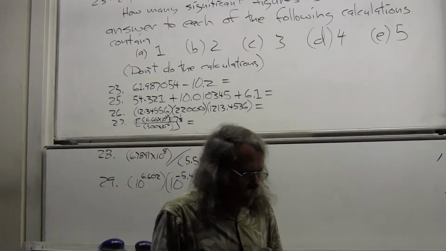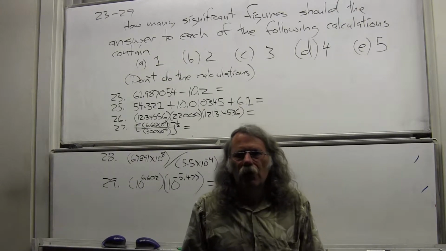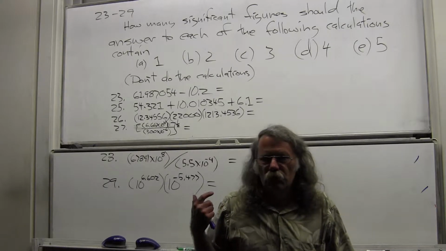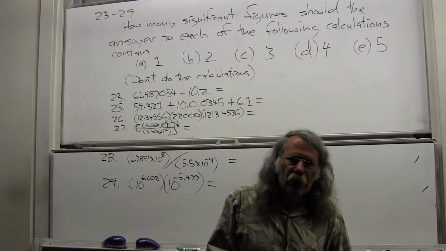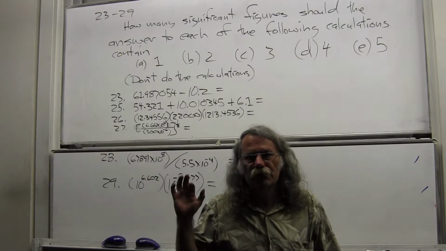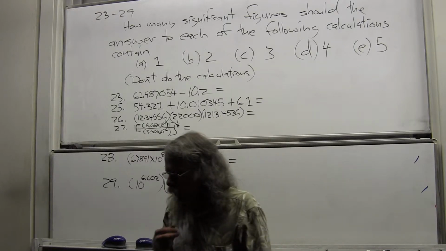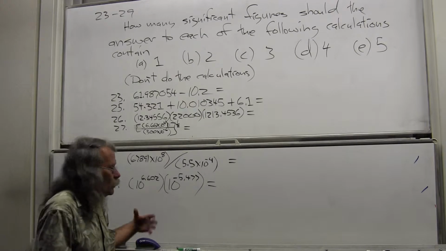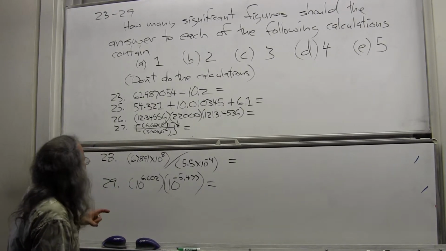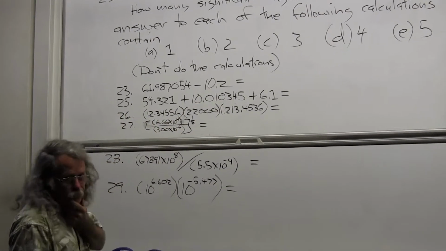There are elementary operations. There's addition and subtraction, which follows one convention. There's another convention for multiplication and division, and yet a third convention that applies to the characteristic and the mantissa containing the significant figures. All three of those are the ones we're going to have to check. And in number 23, we have the operation of subtraction.